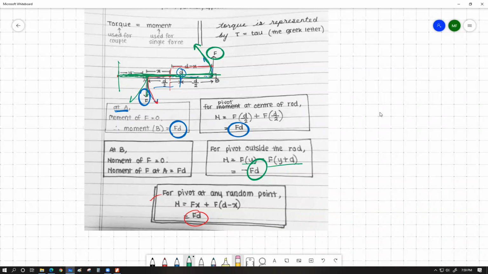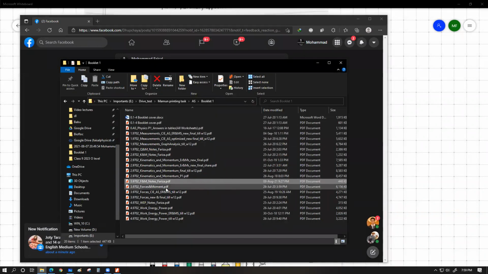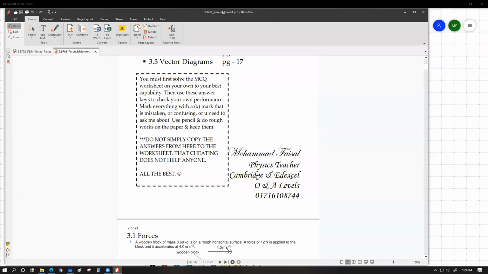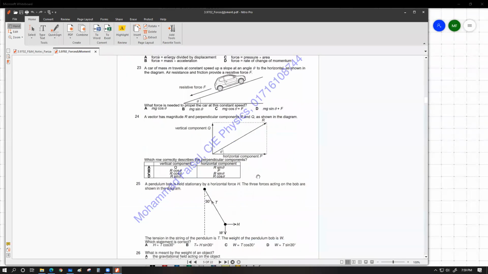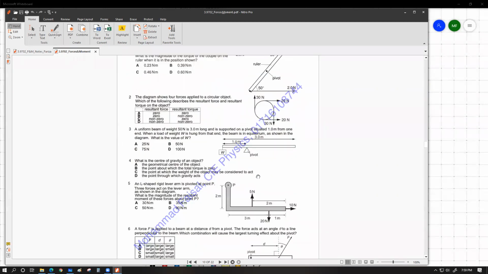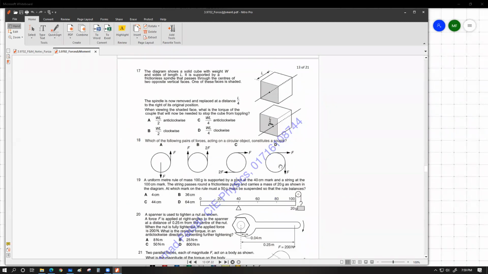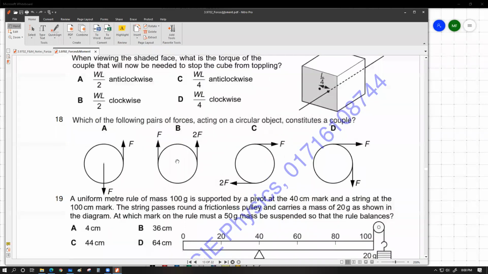And one other important bit for you to understand and remember is that for any object where these two forces work, the location where they work does not at all define their couple. For example, we have one of the MCQs. Let me just pull that up. Let's have a look at question number 18. Which of the following pair of forces acting on a circular object constitutes a couple?